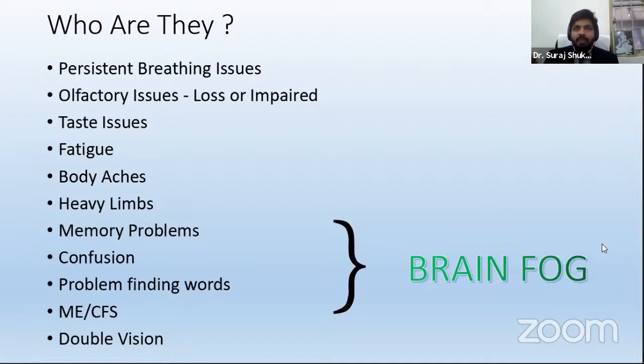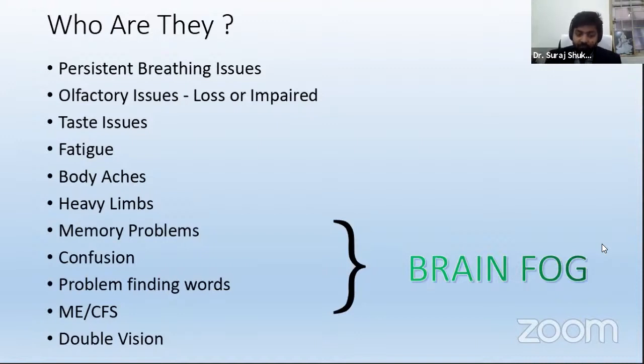Someone might think that this is not a symptom, it's just that some words are not coming to us to frame the sentence. But they have documented a lot of studies, and in those they found that most of the patients who have brain fog issues have this issue of finding words.